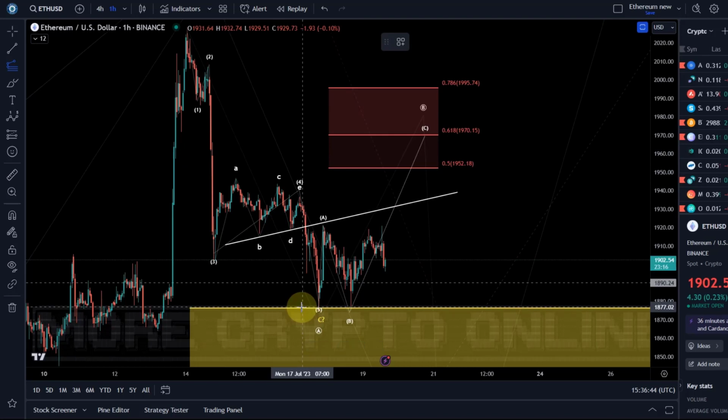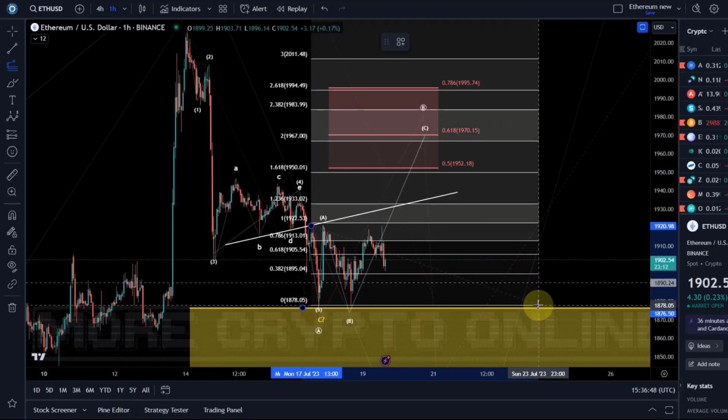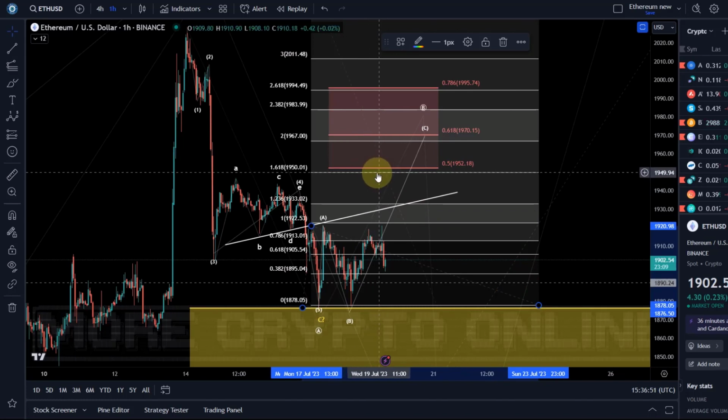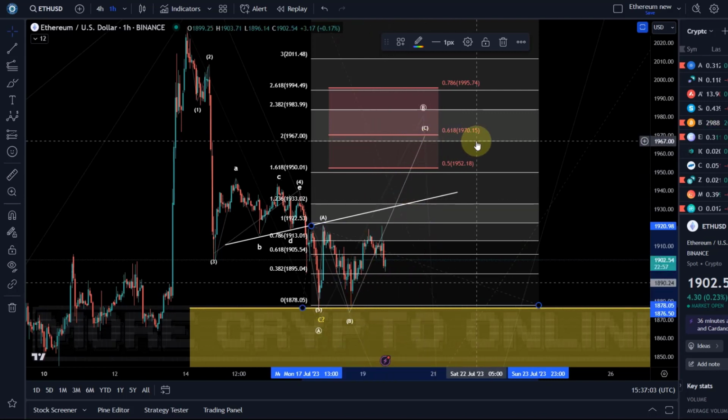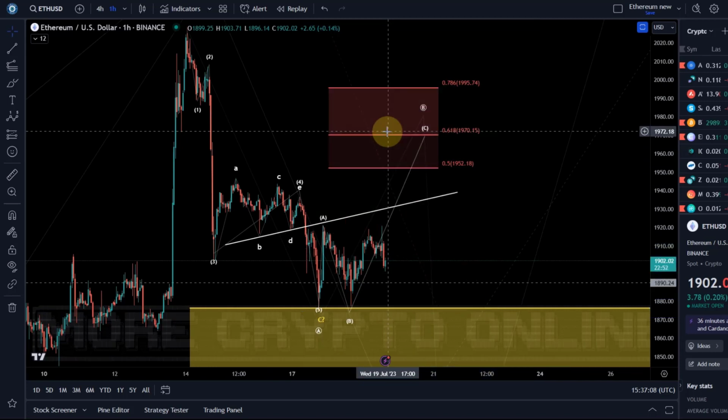Target-wise, we can take the length of the A wave, go to the low of the B wave, and then we're getting the 1950 level roughly, the 1.618 extension, which is basically overlapping with a 50% retracement. So that's an area of confluence I would pay attention to if price holds 1876 and follows through now. But generally, the entire area can be used. Be aware that B waves are very difficult to forecast. But so far it's going according to plan.